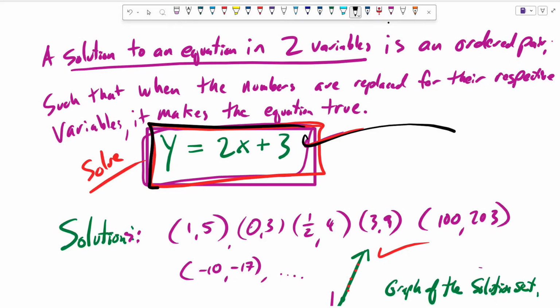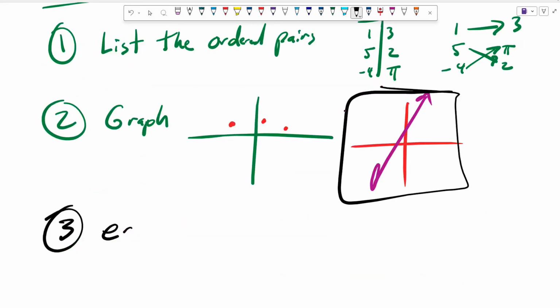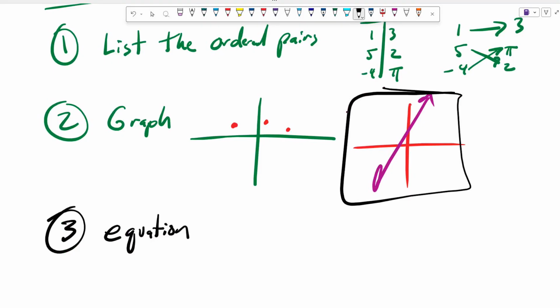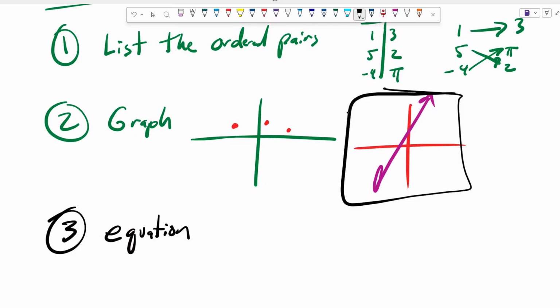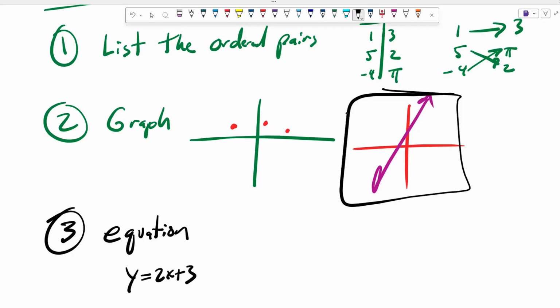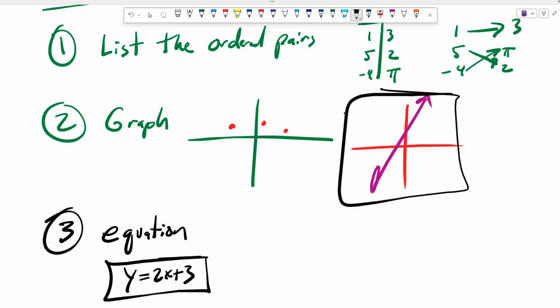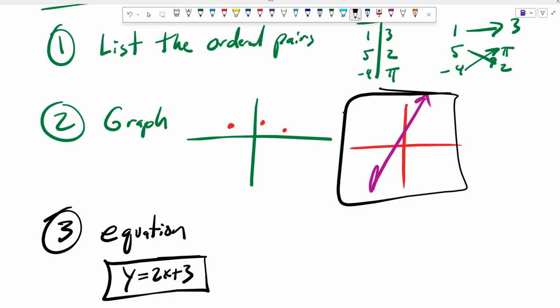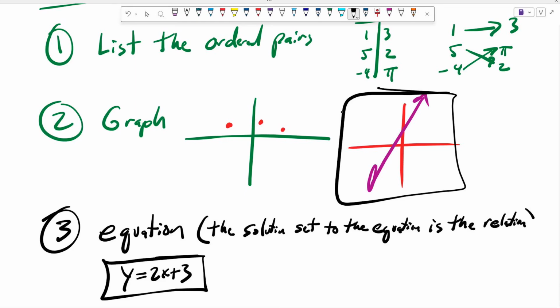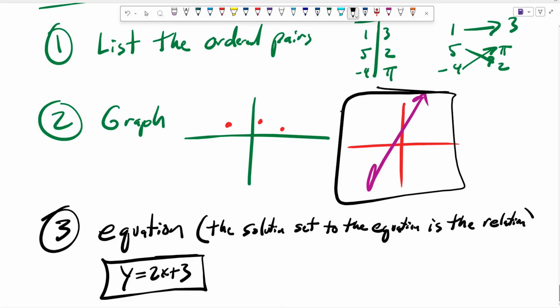And then what's the third way? Anybody want to take a guess what the third way is? This was the solution set, this guy, right? Oh, yeah. Okay. So the third way is we write down an equation. However, an equation is not a set of ordered pairs. So if we write down y equals 2x plus 3, this is not a set of ordered pairs.